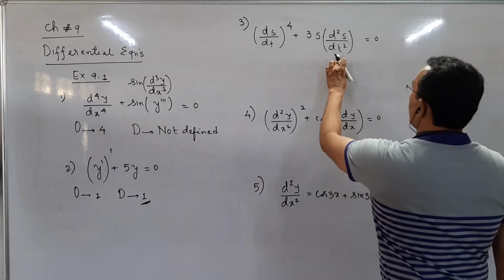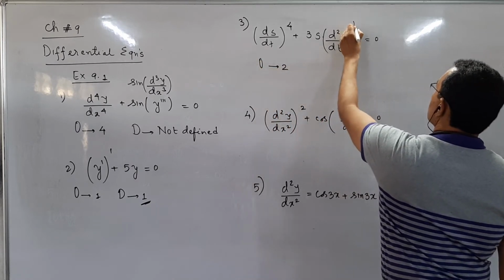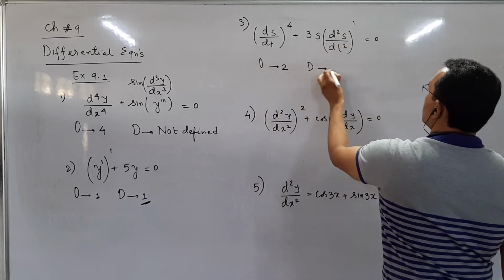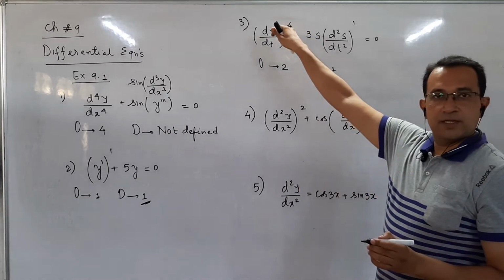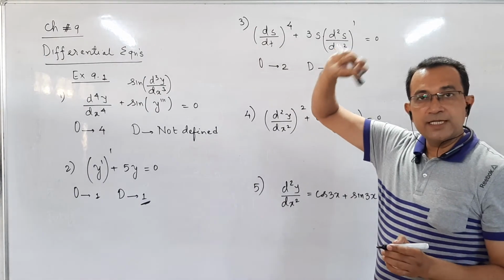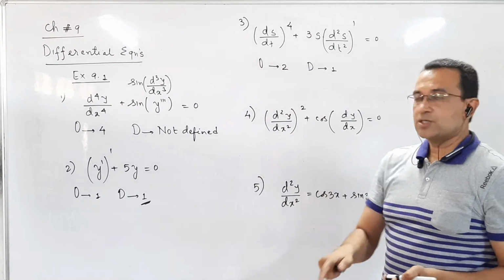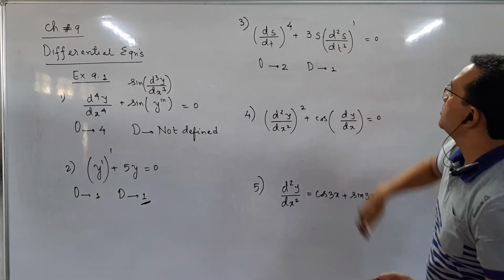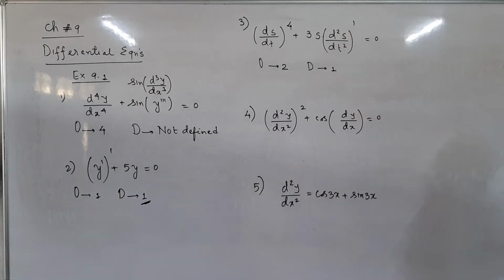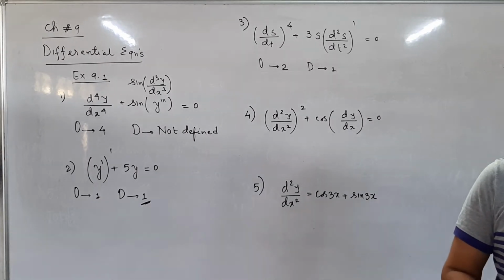Here, the highest order derivative is 2, and its power is nothing but 1. So degree is 1. Don't write the highest power. We have to write degree as the power of highest order derivative. So highest order derivative is 2 and its power is not given, means 1. So degree is not the highest power occurring in a differential equation.